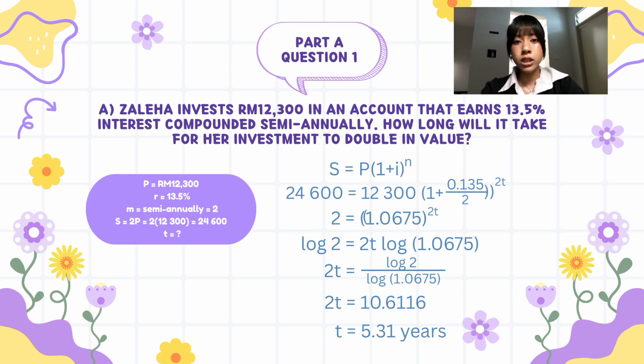And to bring down the 2t, we have to add log, which equals to log 2 equals to 2t log bracket 1.0675 bracket. To further simplify this equation, we will divide the logs, and 2t will equal to log 2 over log bracket 1.0675 bracket. And when we calculate that, we will get 10.6116. And to get just the t, we will divide that with 2, and we will get t equals to 5.31 years.